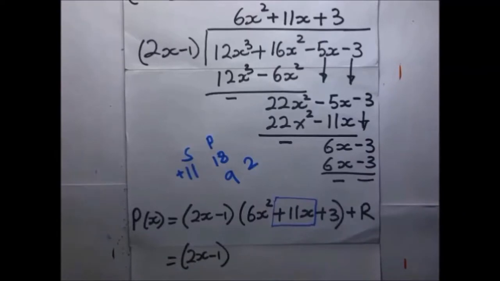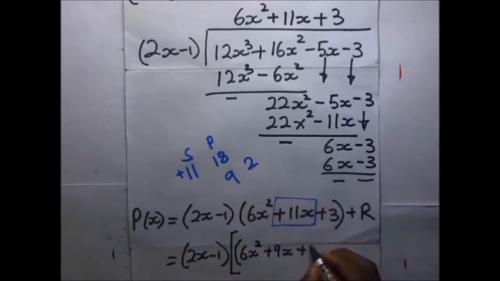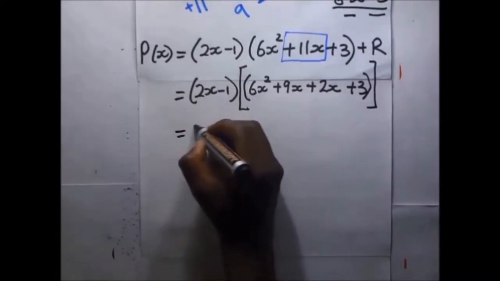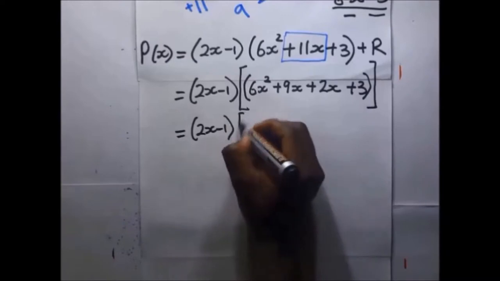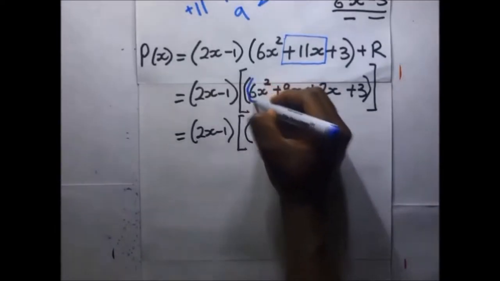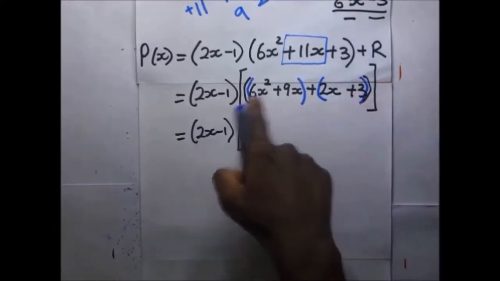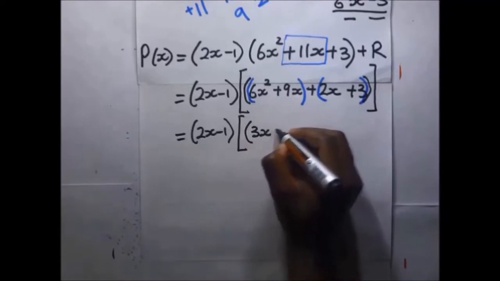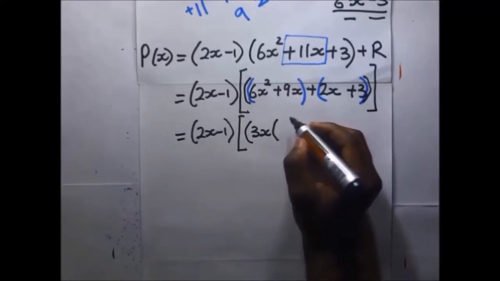So it means that our calculation will continue by saying it is going to be 6x squared plus 9x plus 2x plus 3. That's going to be it. So this will become 2x minus 1 into... Now we factorize out this and that. The common factor here is 3x. So we pull 3x out of the brackets. It becomes 3x into 2x plus 3.